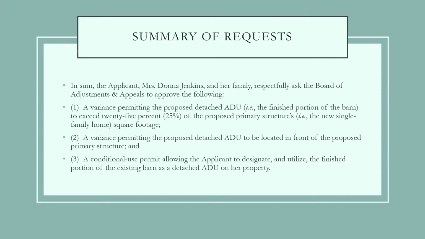2, a variance permitting the proposed detached ADU to be located in front of the proposed primary structure. Again, we talk about those geographical limitations and why they're asking for that variance as well. And 3, and finally, a conditional use permit allowing the applicant to designate and utilize the finished portion of that barn in which she currently lives as a detached ADU on her property once that primary structure is built. Those are our requests before you all today.